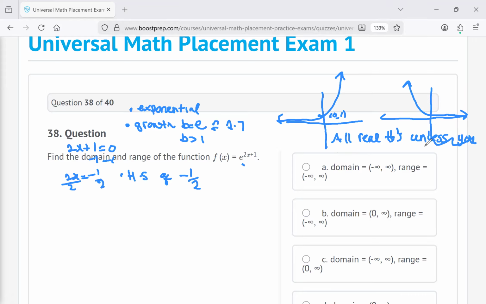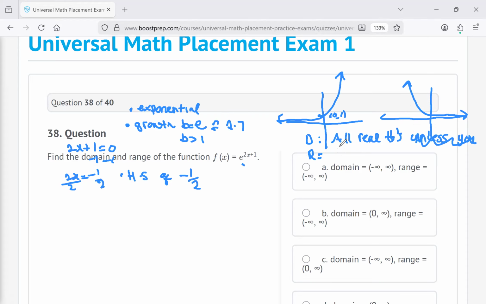No, actually, it's always going to be all real numbers. Yeah, I was thinking of the range. But the domain of an exponential, doesn't matter if it's a growth or a decay, is all real numbers. Now, the range is a little bit different. It's not all real numbers.